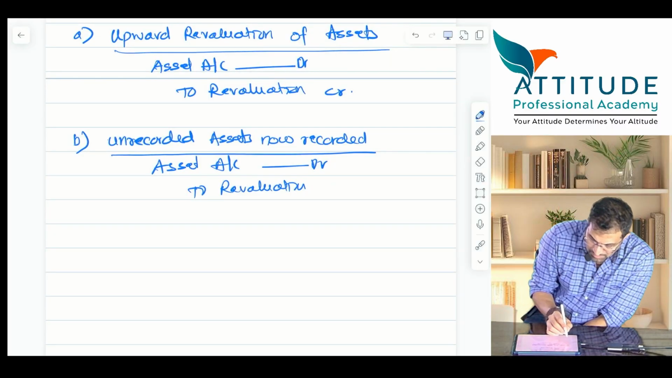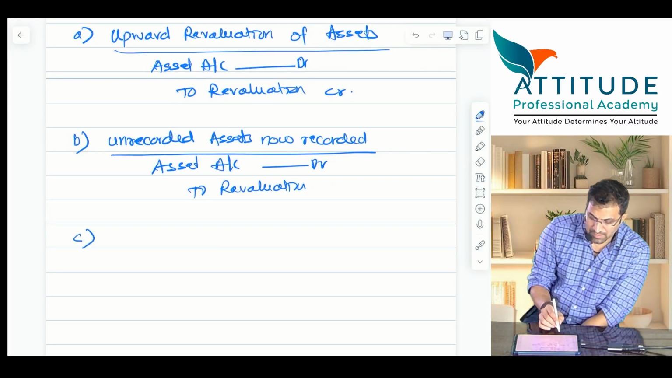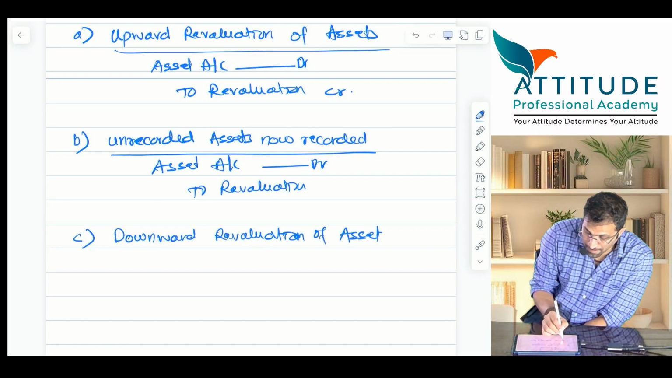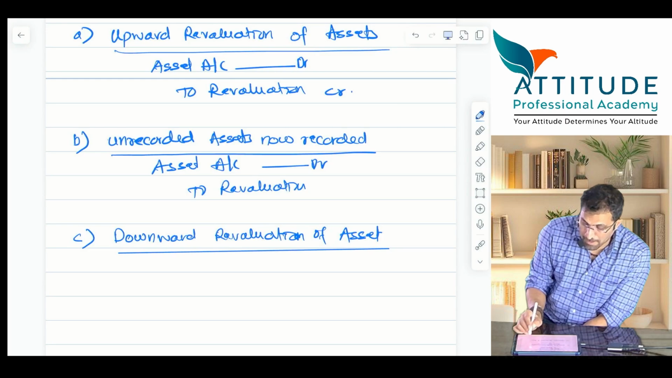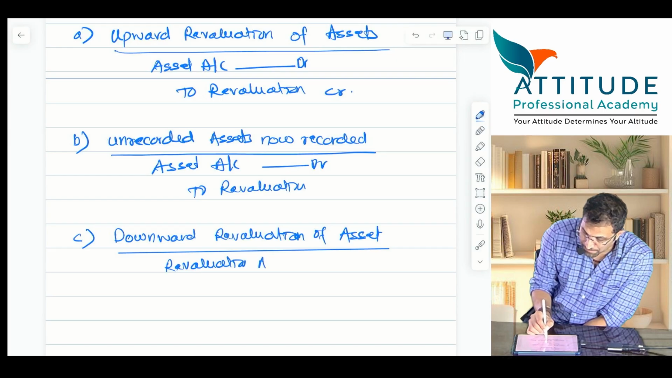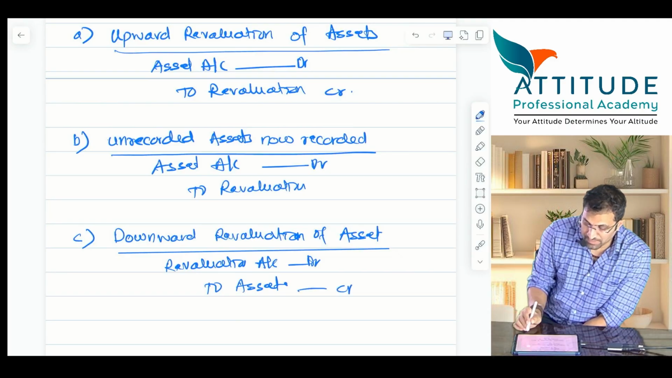Shall we go ahead? C. Downward revaluation of asset. Tell me the entry. Revaluation account debit to asset. Asset gets credited. Is that clear?